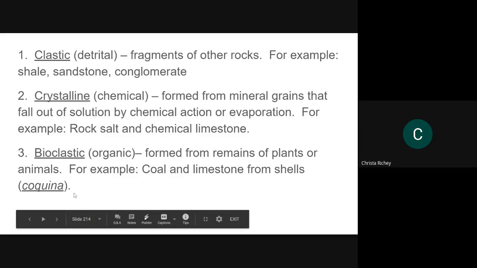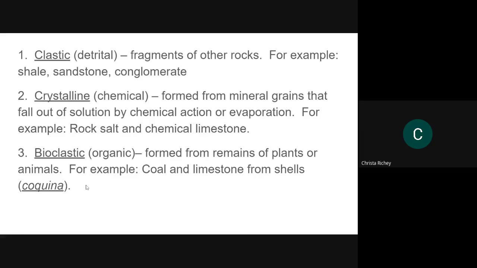What I just held up, that fossil-rich limestone, this is coquina, another common term for it. What is it? Coquina.